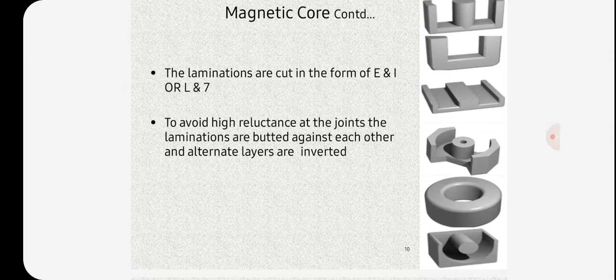But the large size transformer cores are approximately circular in section, since circular section will have the smaller perimeter for a given area and therefore requires less copper in coil. The cores of the transformer limbs are clamped between iron frames with bolts and nuts.